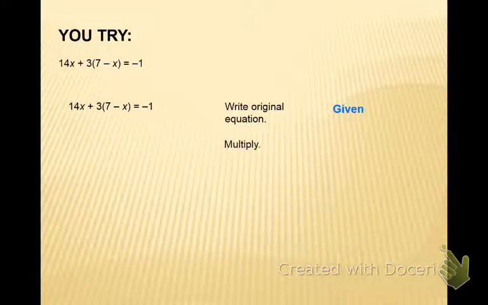But remember, we're trying to give reasons for doing what we're doing too. So we know the first thing we want to do is distribute that 3. And when we do, we'll get 14x plus 21 minus 3x equals negative 1. The reason why we get to do that is because the distributive property says that we can, and we still have an equivalent equation.